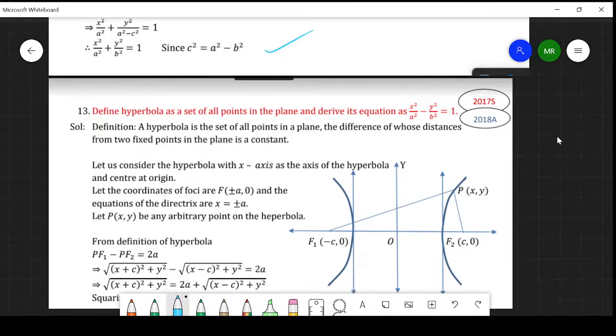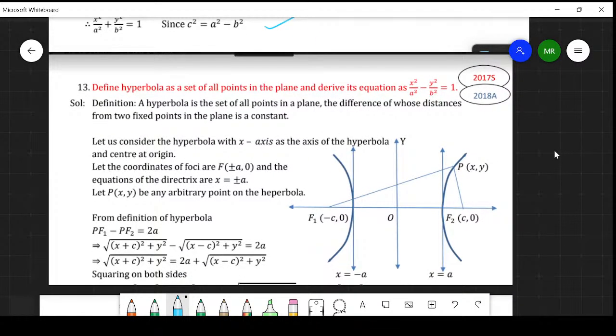Similarly, I am coming to derive the hyperbola, a set of points on the plane, and derive its equation. Quickly I will go through this. It takes another 5 minutes. Then we can stop.